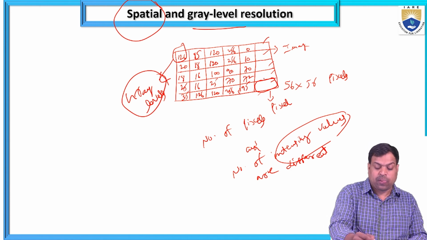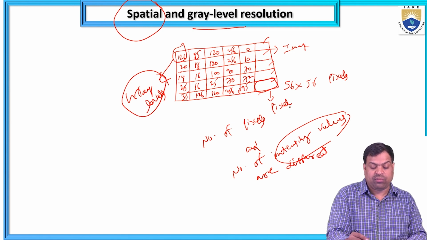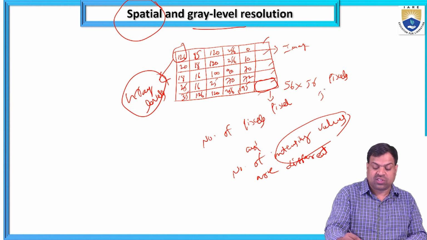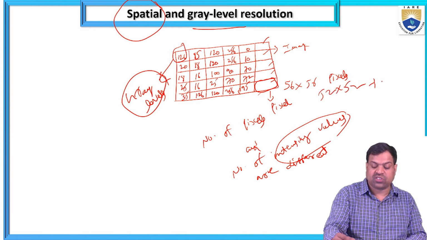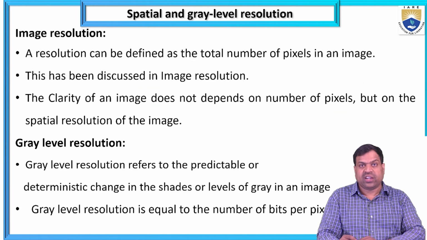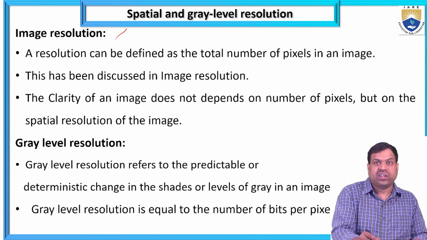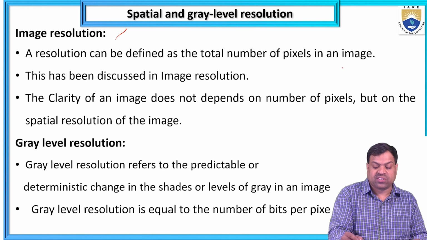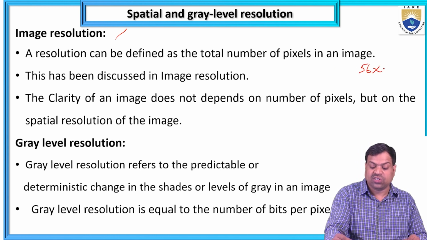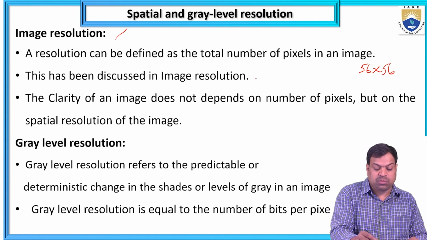So the pixel with intensity values I am calling gray levels. So the total number of pixels, and how many intensity values are there? Suppose here I am taking 52 into 52 intensity values. So I am calling it spatial domain filtering. Here they are telling that a resolution can be defined as the total number of pixels in an image. Suppose I am taking 56 into 56 pixels here. So it has been discussed in image resolution.